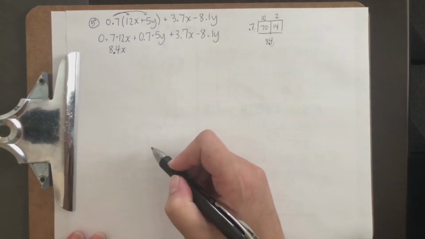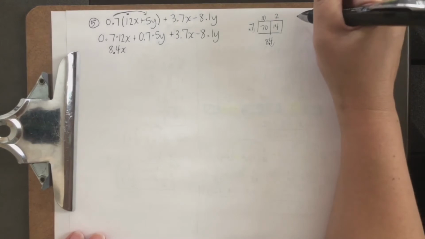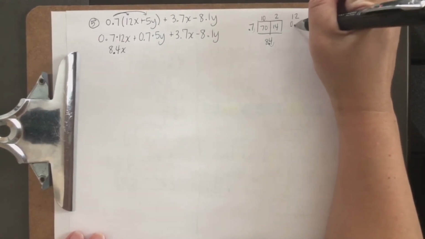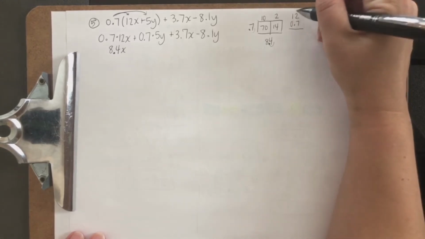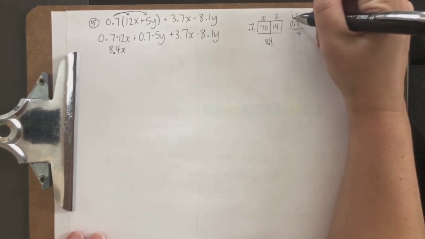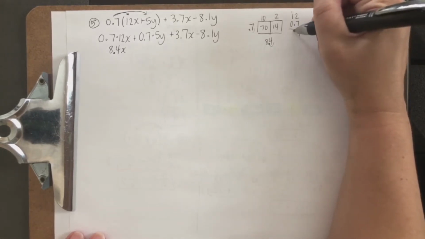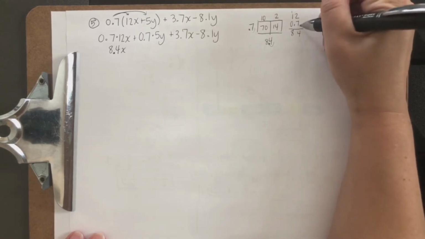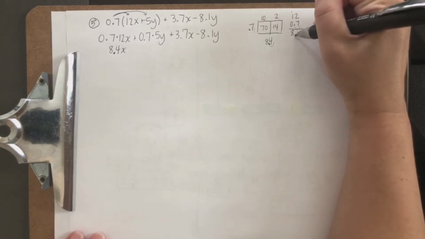Okay, if you want to do it the old-fashioned way, you can have 12 times 0.7. 7 times 2 is 14. 7 times 1 is 7, plus 1 is 8. And then we have 1 decimal place, 1 decimal place.